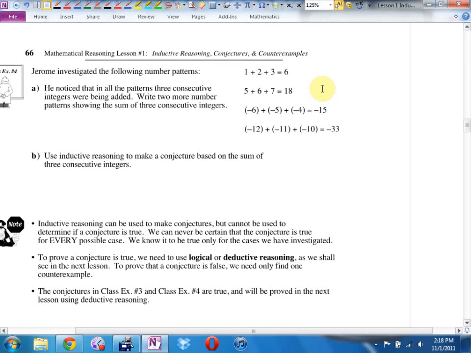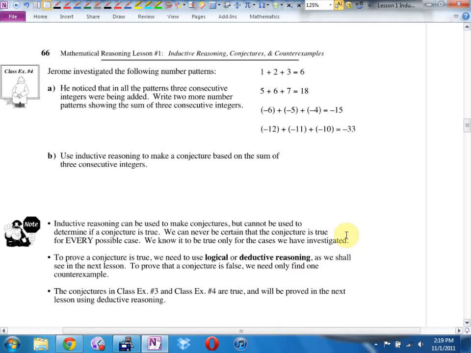Okay. It says Jerome, I want to do example four and then I'll turn you loose. Jerome investigated the following number patterns. So what Jerome did is he wrote down consecutive integers. 1, 2, 3. 5, 6, 7. -6, -5, -4. -11, -10. And he added them up and then he asked, can I spot a pattern?